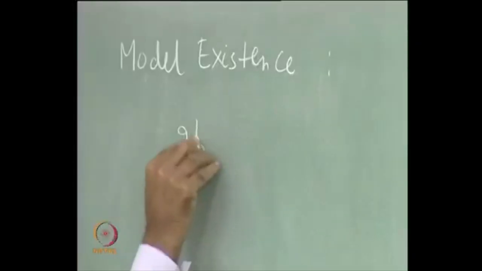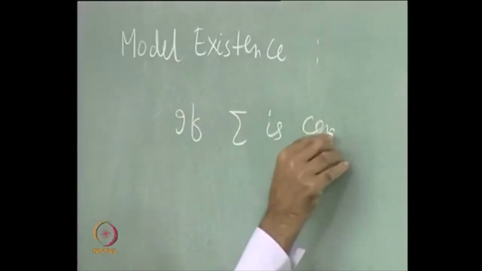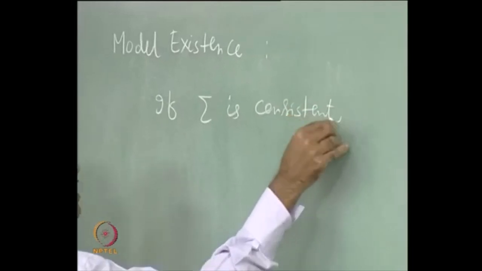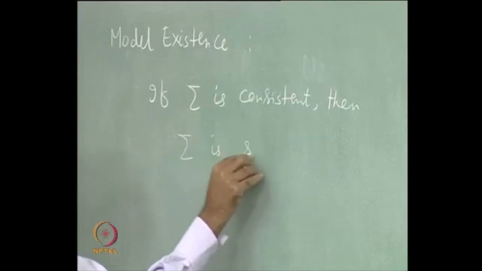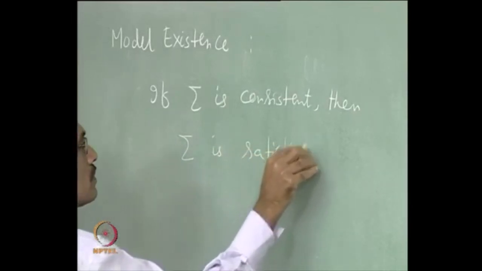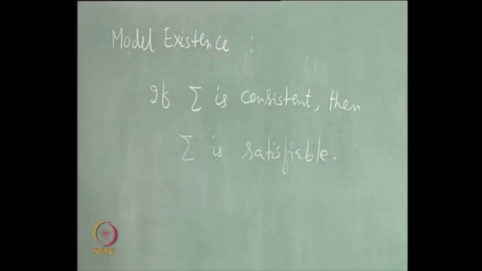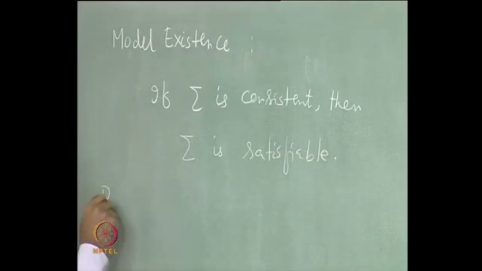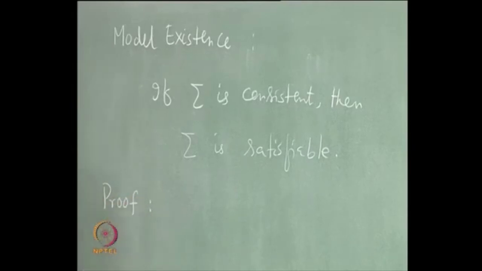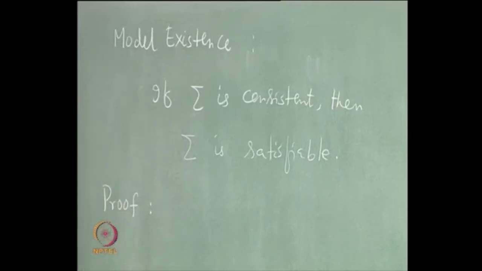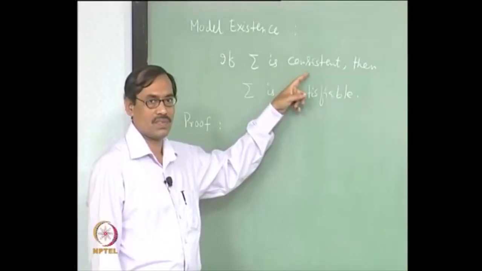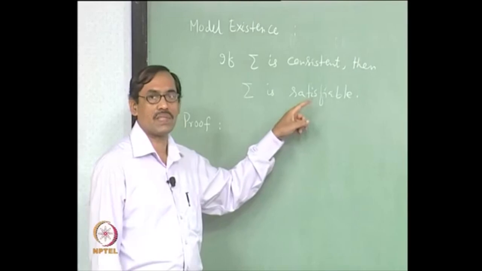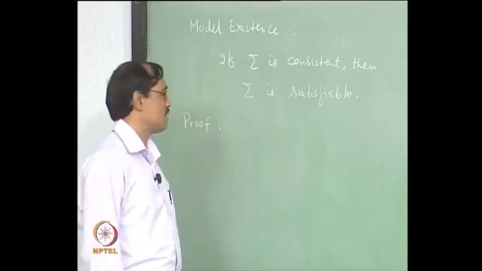So this says if sigma is consistent, then it has a model. I will say that then sigma is satisfiable. Its proof is easy now. What we have to do is find a model for sigma. Here only we are connecting PC to PL. Consistency is a PC concept, coming out of the definition of proofs, and satisfiability comes from the semantics, truth and falsity. There we are connecting now.